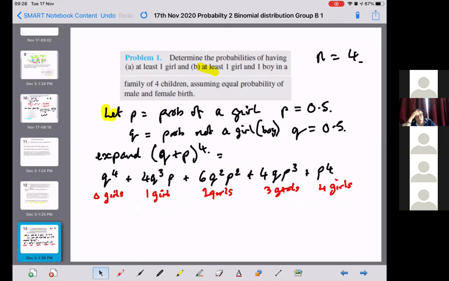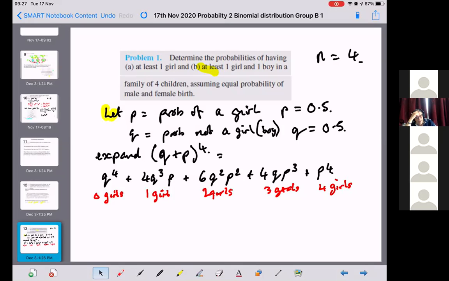We've got the probability of a child in this family being a girl is p. The question says we're assuming there's equal probability of male or female at birth. So that p probability is 0.5. Therefore, the probability of a birth being a boy is q. That's in terms of these probabilities. That's the probability of it not being a girl. That's q.